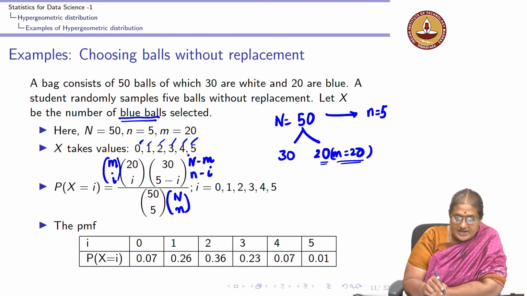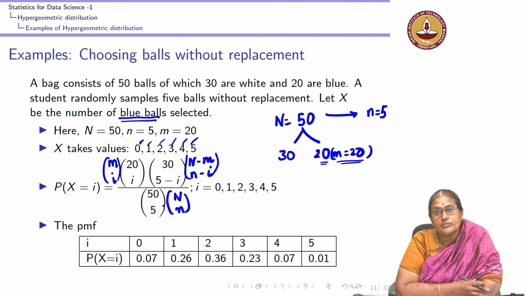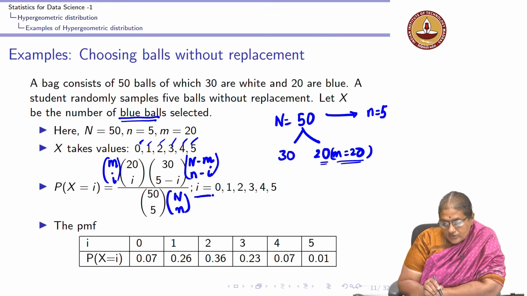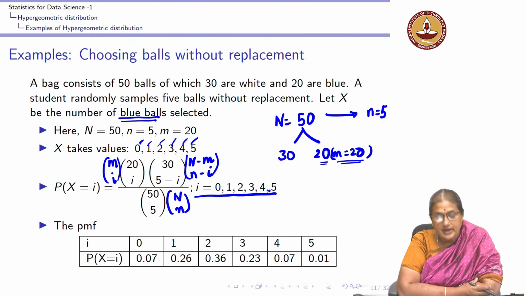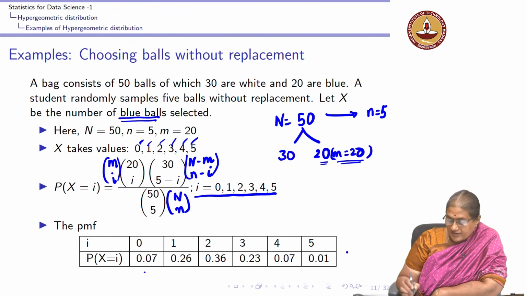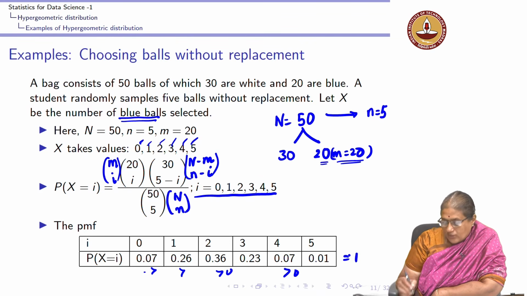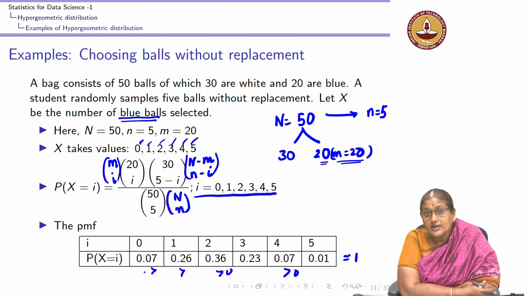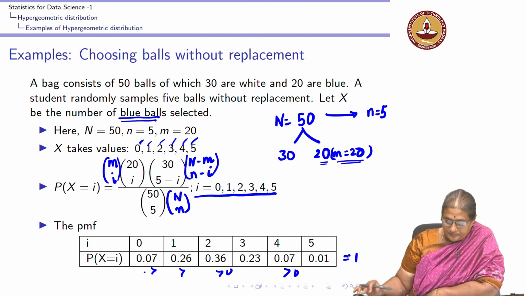So, this is a general way of writing the probability mass function for values i equal to 0, 1, 2, 3, 4 and 5, and you can verify that all of them are greater than 0 and the sum adds up to 1, saying that this is a valid probability mass function.